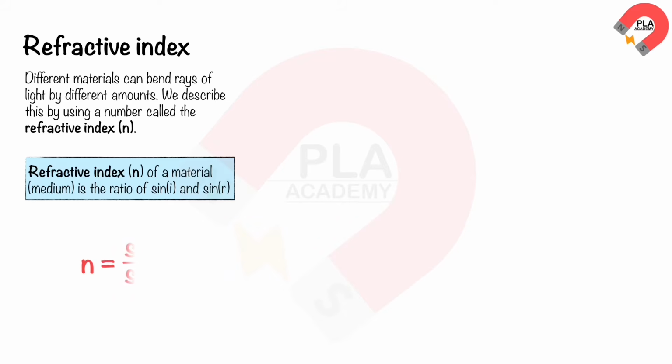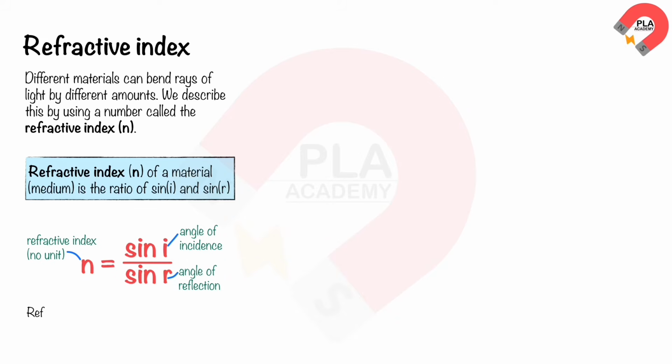n equals sin i over sin r, where i is the angle of incidence, r is the angle of refraction, and n is the refractive index, which has no unit. The refractive index of air is approximately equal to 1.